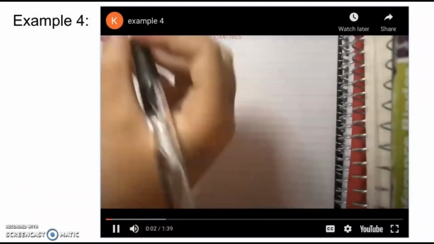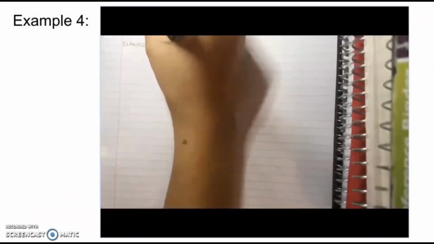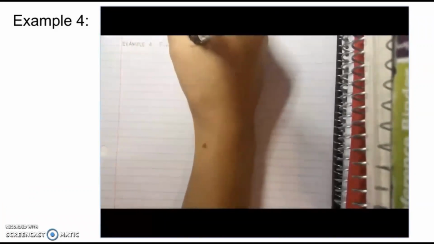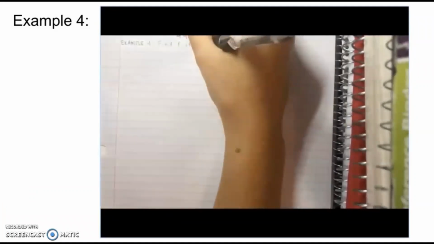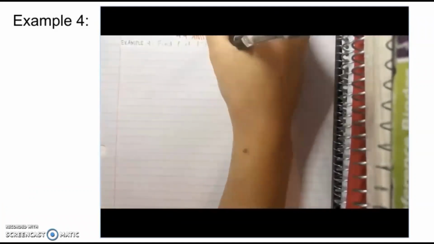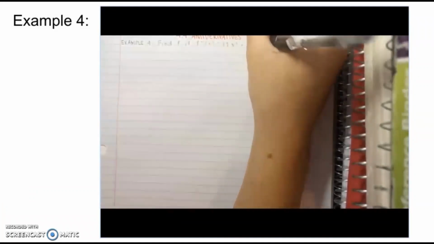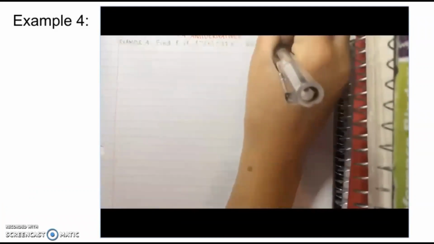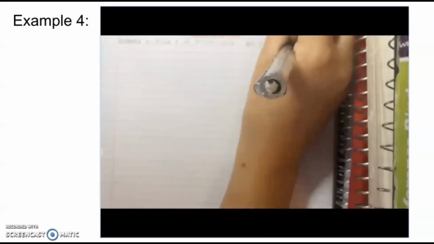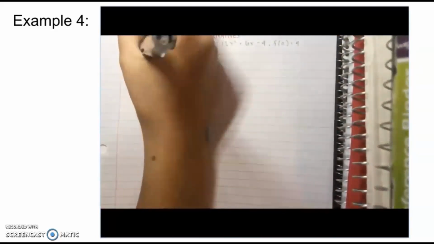Now for example 4, you're going to find f, f double prime, I don't know how to say that, equals 12x squared plus 6x minus 4, where f of 0 equals 4 and f of 1 equals 1. So we're going to take this one step at a time.